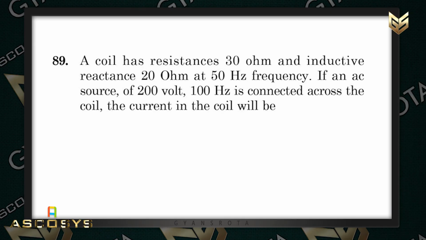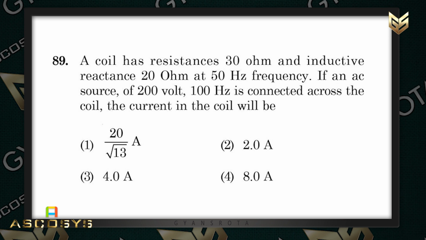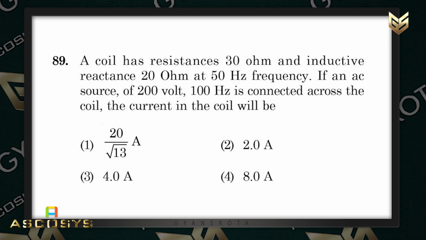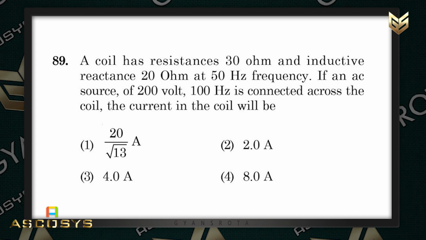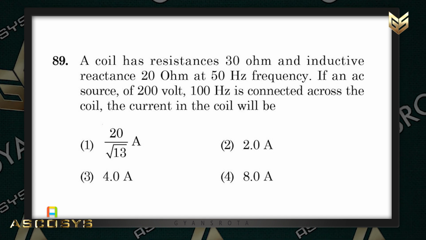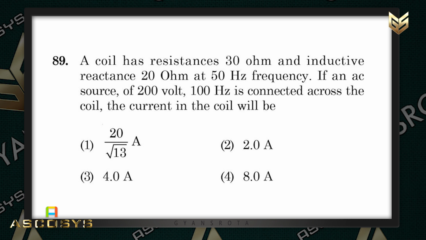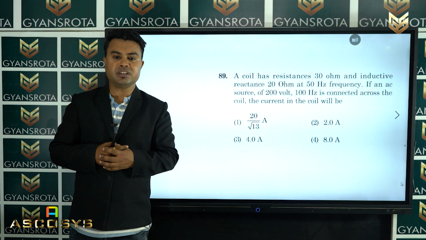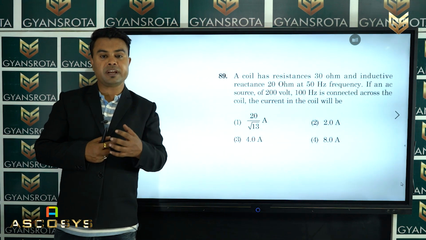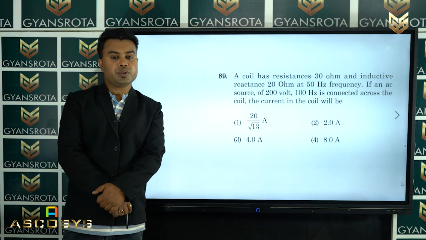Now, let us move to the next question, that is 89. A coil has resistance 30 ohm and inductive resistance 20 ohm at 50 hertz frequency. If an AC source of 200 volt 100 hertz is connected across the coil, the current in the coil will be how much? Okay, now this is a question from the topic alternating current. How are you going to approach this one?